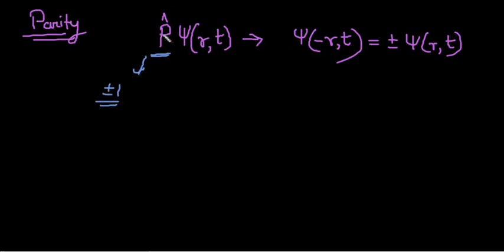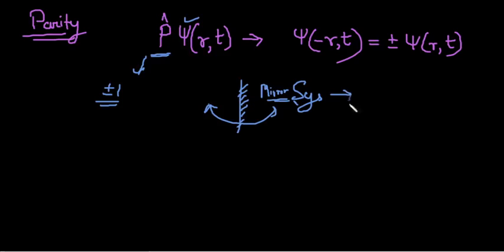What is the significance of this parity operator? It shows the mirror reflection. That means, does this wave function have a mirror symmetry or not? If there is a mirror symmetry, then the eigenvalue will be +1. If there is no mirror symmetry, then the eigenvalue will be -1. So this is about the parity operator, and this is how it is operated.